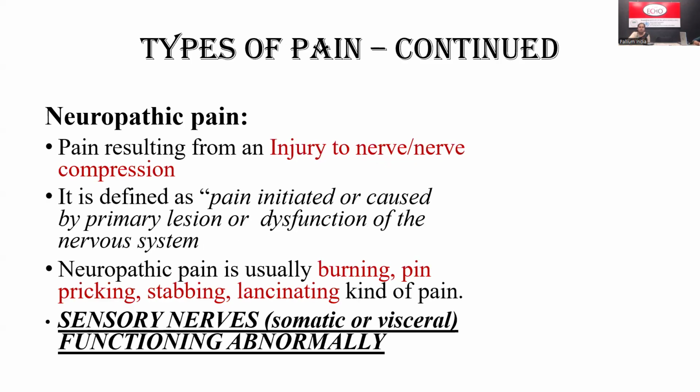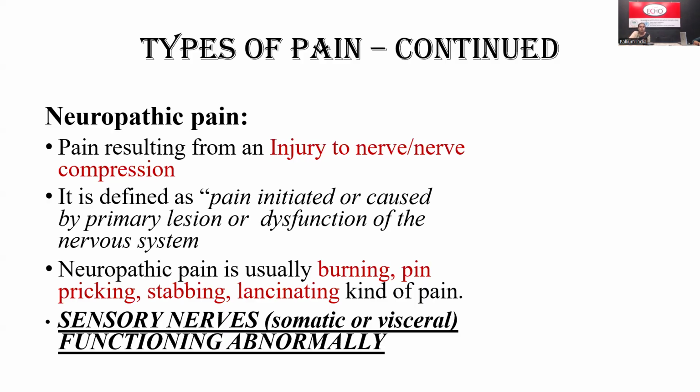And neuropathic pain. Neuropathic pain means pain resulting from injury to the nerve or due to nerve compression, which is related to the nerve, not to the tissues. Okay, is it clear? The other type is tissue pain, and the second type of pain is neuropathic pain, which solely belongs to the nerves, either due to nerve damage or nerve compression or injury to the nerve or anything.